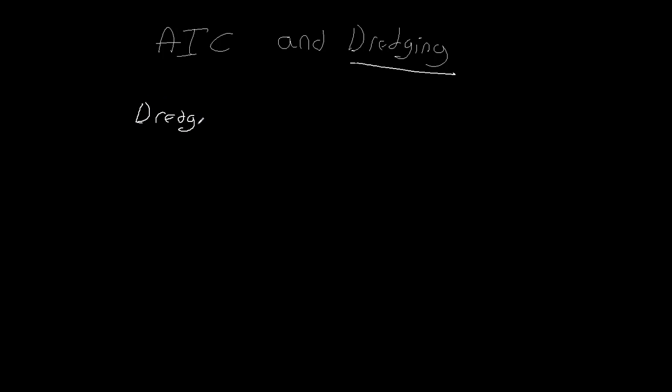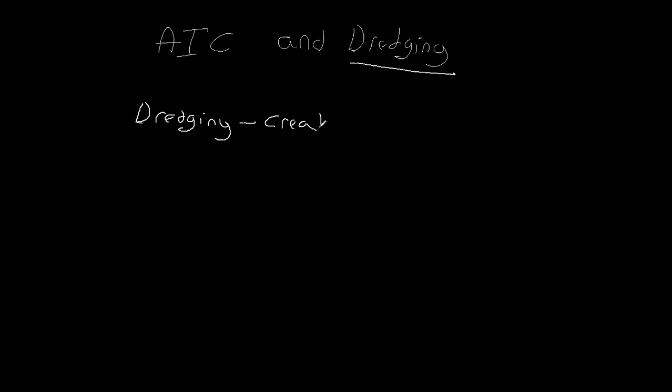And in this lecture video, what I want to talk about is this idea of AIC and dredging. What dredging basically does, and we're going to look at examples of this in R, is it takes whatever variables you think you want to use, and it creates every possible subset of those variables.